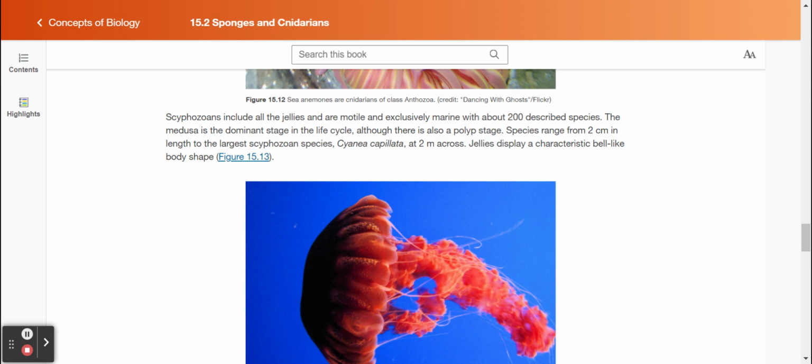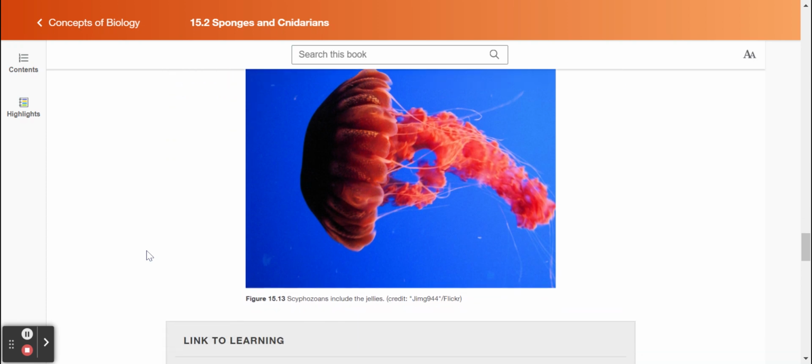Scyphozoans include all the jellies and are motile and exclusively marine, with about 200 described species. The medusa is the dominant stage in the life cycle, although there is also a polyp stage. Species range from 2 centimeters in length to the largest scyphozoan species, Cyanea capillata, at 2 meters across. Jellies display a characteristic bell-like body shape. Figure 15.13. Scyphozoans include the jellies.